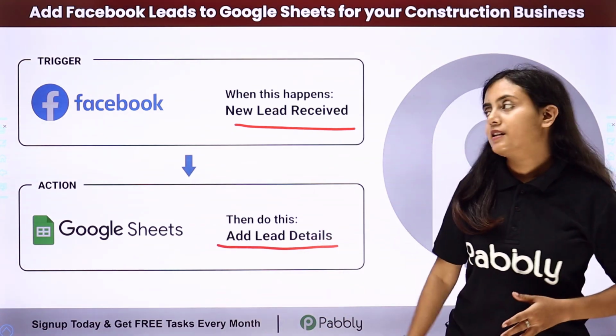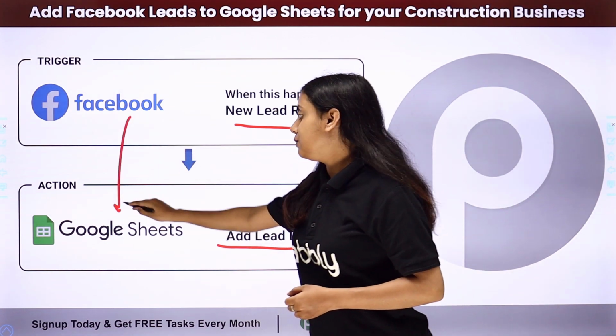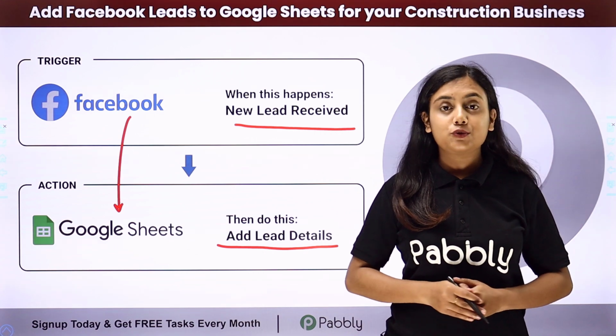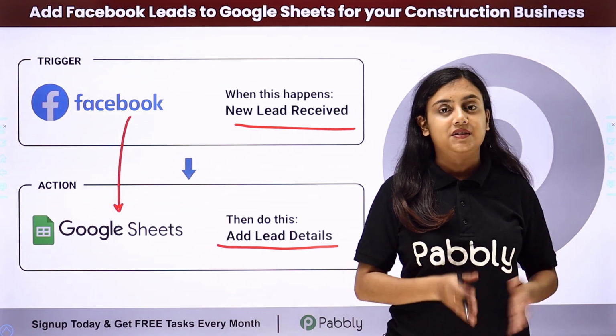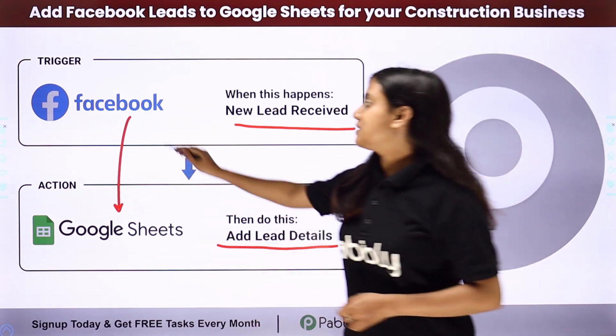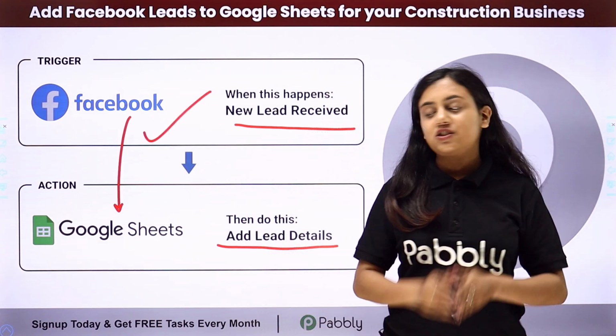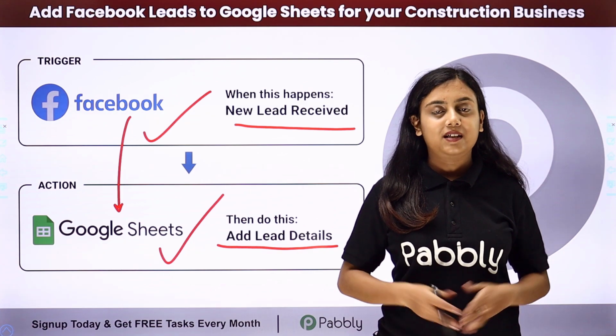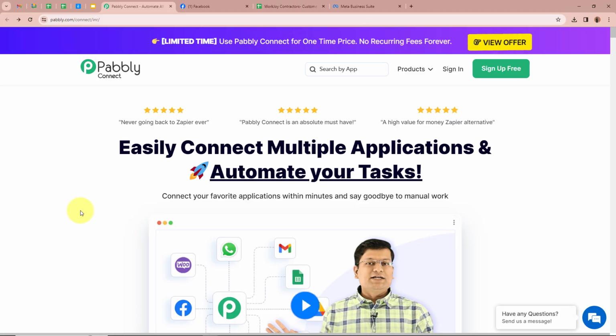For that, we need to create an automation between Facebook lead ads and Google Sheets with the help of Pabbly Connect. Pabbly Connect runs on two concepts, that is trigger and actions. In this process, my trigger application is going to be Facebook lead ads and my action application is going to be Google Sheets. If you want to learn how to do this automation, then let me take you all to my screen.